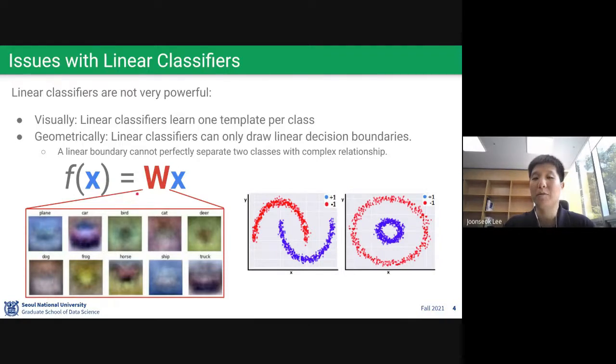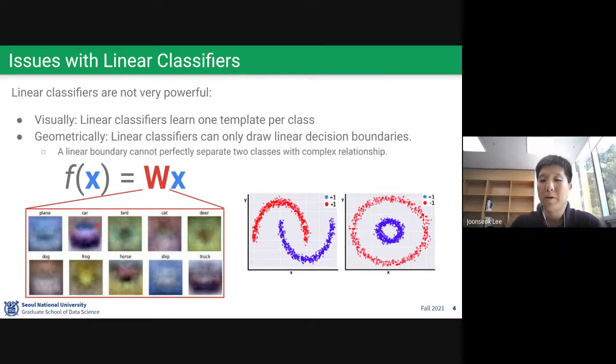We talked about visual interpretation of our trained weights, something like this. But linear classifiers learn only one template per class. If the images are more homogeneous, for example, here we can conjecture that the car images we have seen when we train this model looked like this.